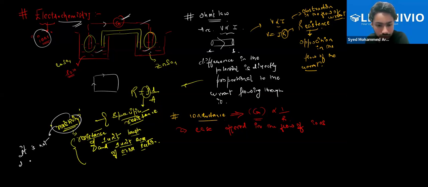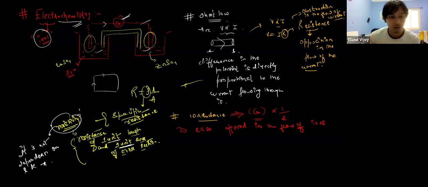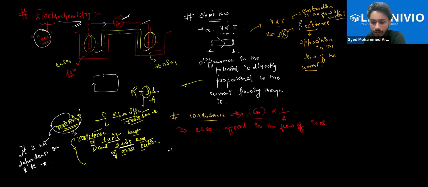It is not dependent on length and your area. Why? Because the length and the area are already specified. It is the resistance which is offered by one unit length and one unit area of cross section of the conductor. Understood?